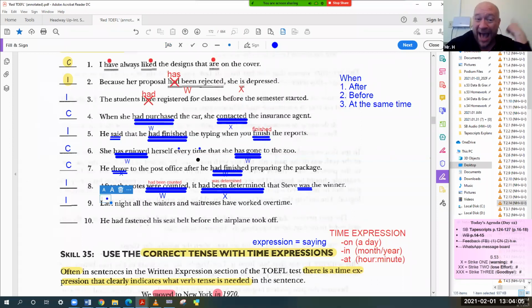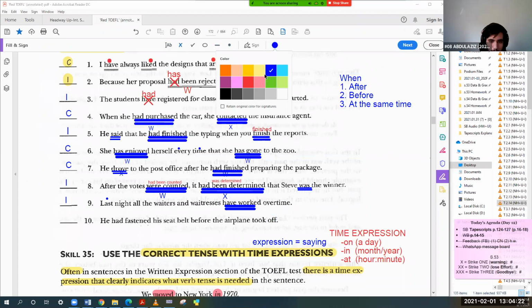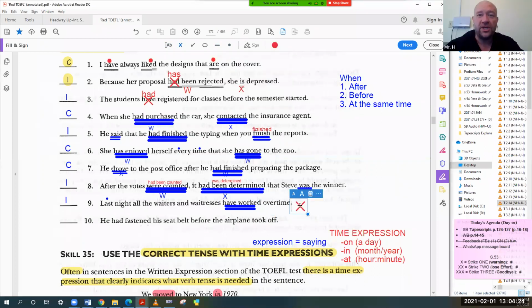That's past tense only. So if you have the past tense only, you see no connection, right? There's no connection. So what should it be? Worked. Exactly. So I just remove the auxiliary. Okay. All right. I do number 10.